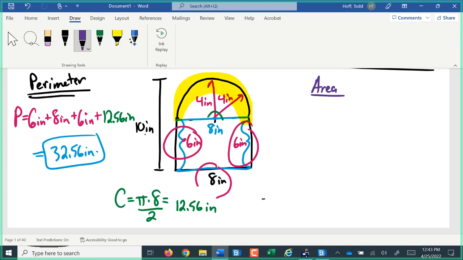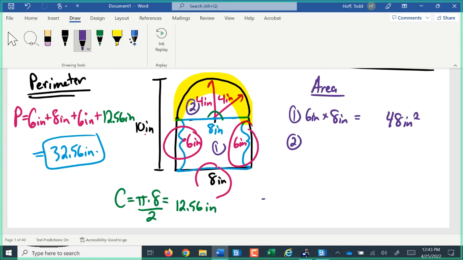What if I ask you to find the area of that? Tell me what to do. You do 6 times 8. We got the 6-inch by 8-inch rectangle, which is 48 square inches. Okay, what's my second piece?